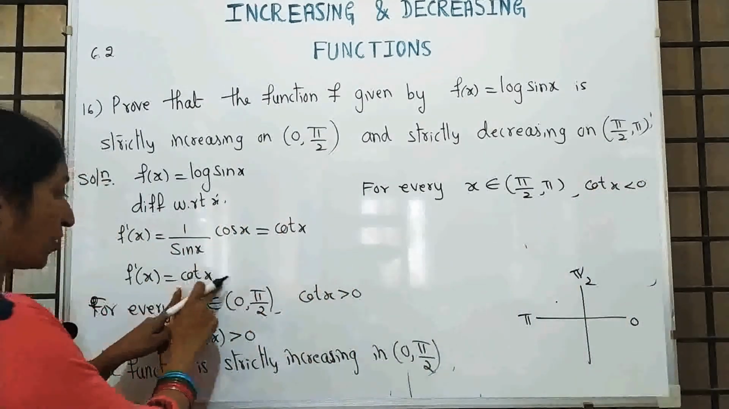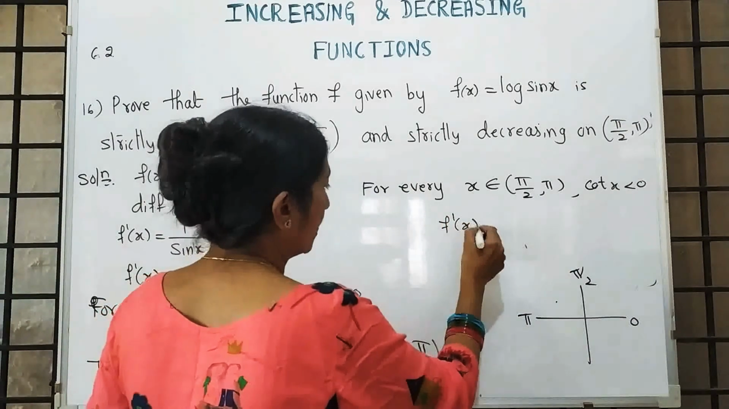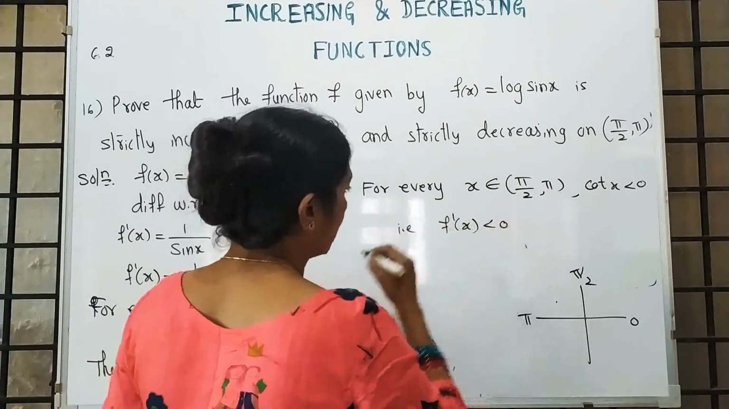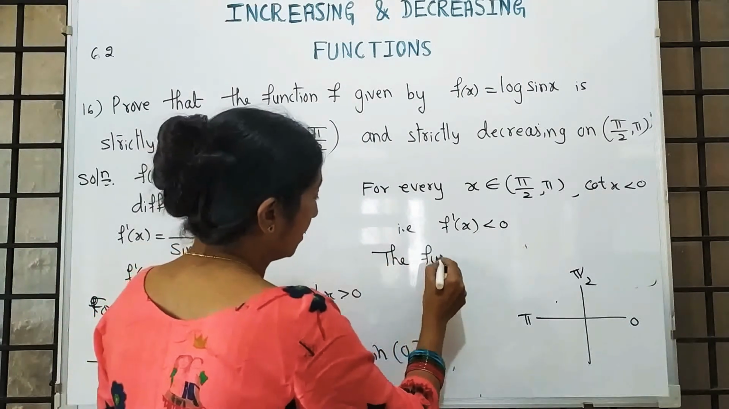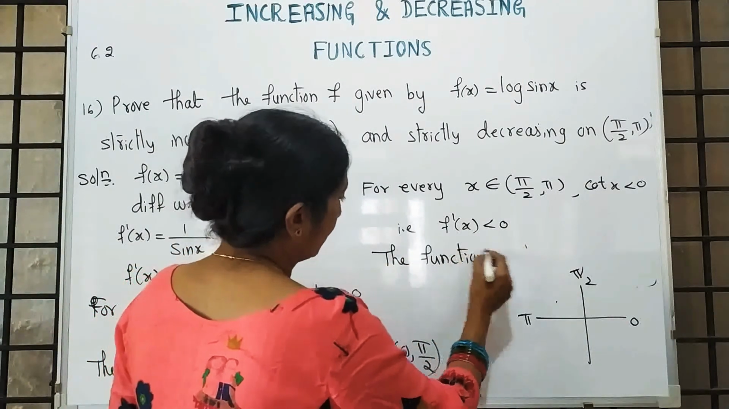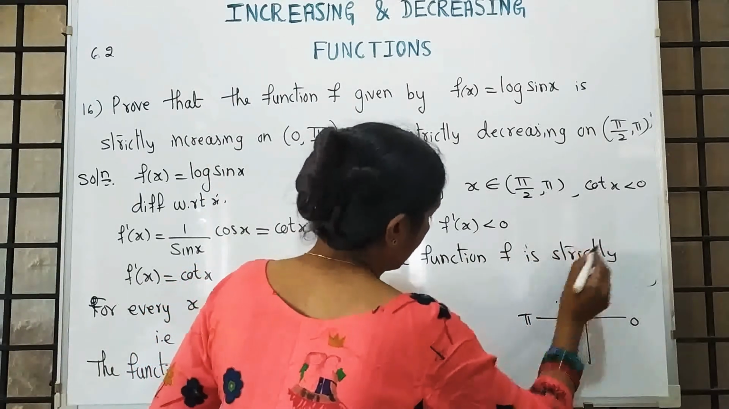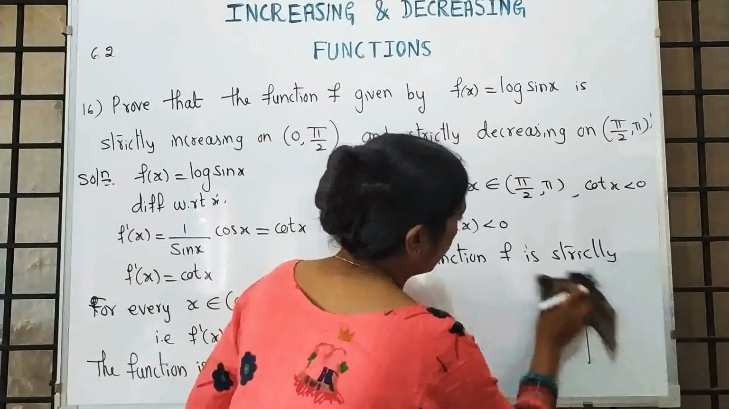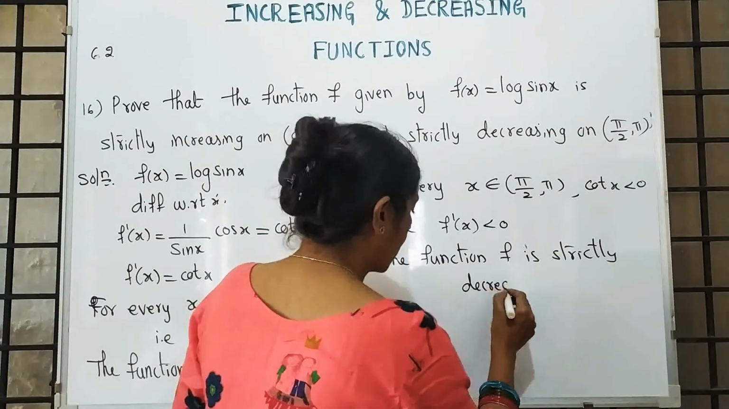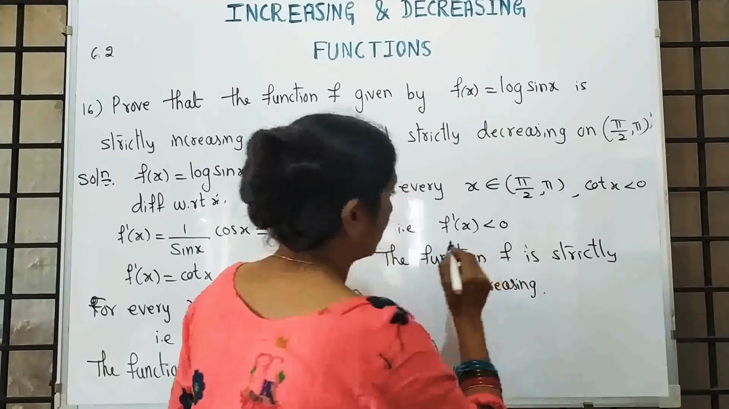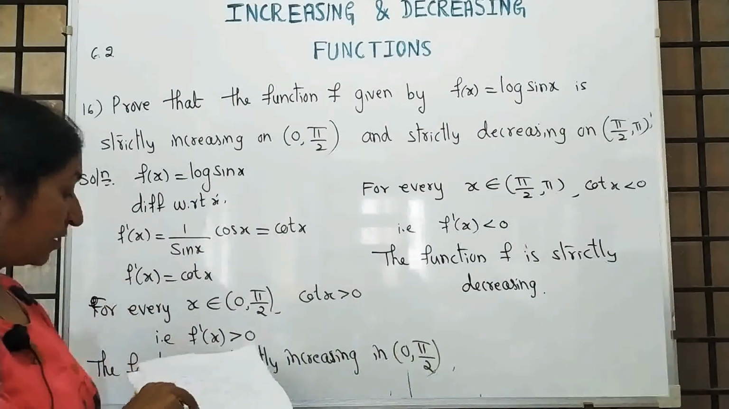But what is cot x? Cot x is nothing but the first derivative. That is, the first derivative is less than 0. If the first derivative is less than 0, it means the function f is strictly decreasing, and that only we have to prove because that is given in the question itself. Decreasing function.